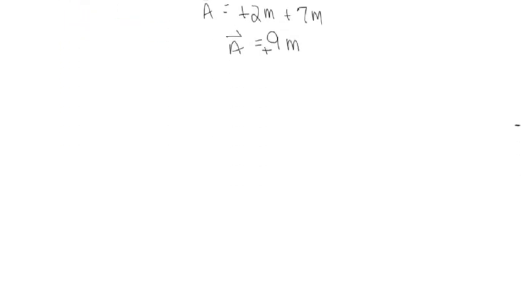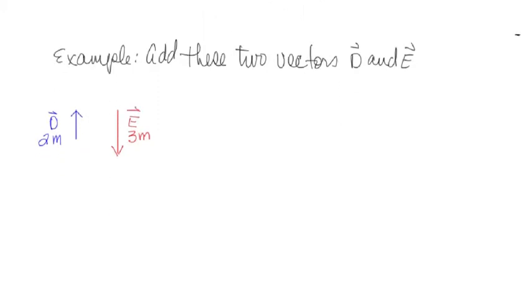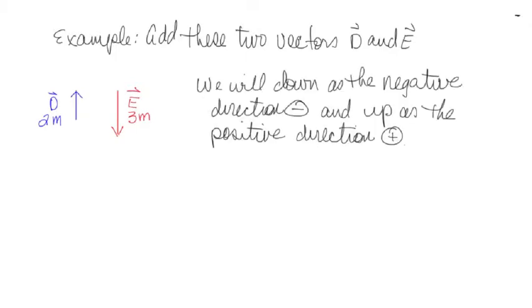Second example, add these two vectors D and E. Let's move this a little bit so it's easier to see. D is 2 meters upward, E is 3 meters downward. And here we're saying that downward is a negative direction and upwards a positive direction. So I put a negative number on vector E, minus 3 meters, indicating it is a downward direction. So now I have a true vector, magnitude and direction.